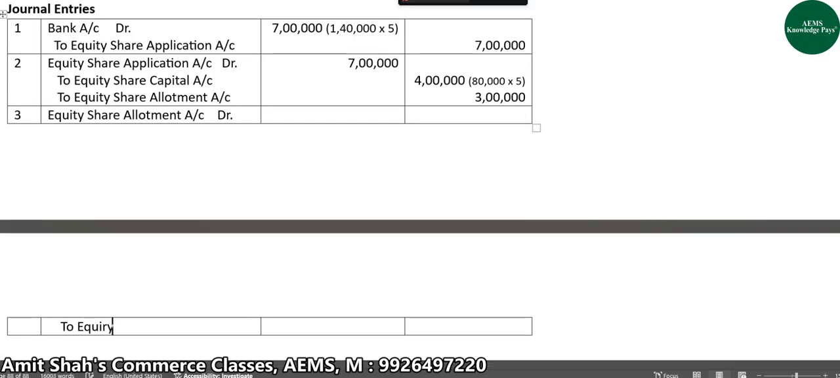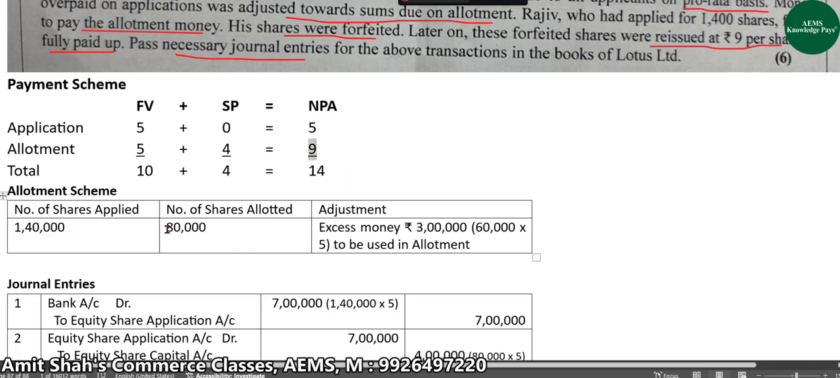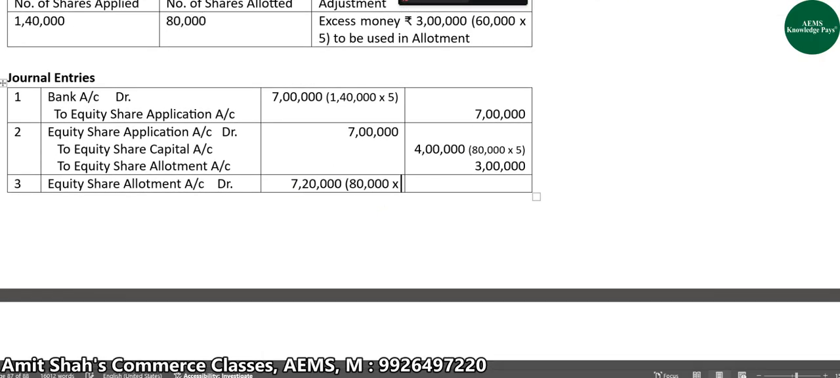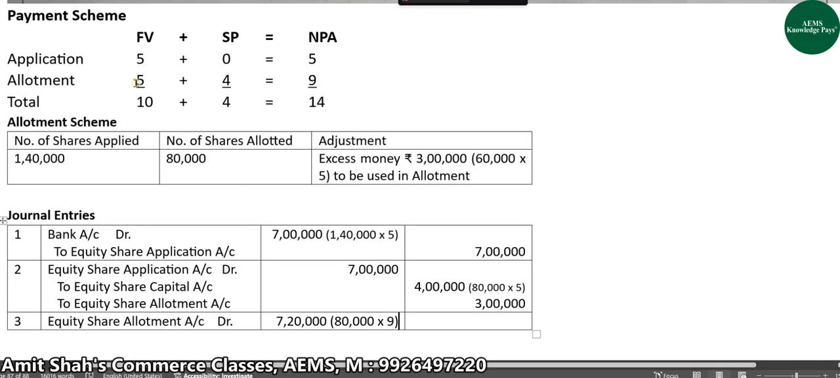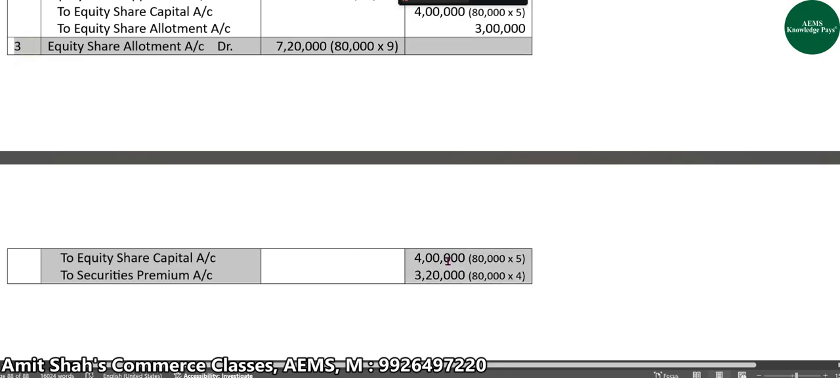In the third entry, we will make allotment money due. For that, the entry would be equity share allotment account debit to equity share capital account. But along with allotment, we have securities premium also. So we also need to credit securities premium account. Allotment money is rupees 9 per share on 80,000 shares. So it would be 80,000 into 9 per share, that is 7 lakh 20,000. Out of which rupees 5 is face value, that is capital, and rupees 4 is securities premium. So in capital, we will have 80,000 into 5, that is rupees 4 lakhs, and 80,000 into 4, that is, sorry, 3 lakh 20,000 would be credited to securities premium account. This is how we will have our third journal entry.